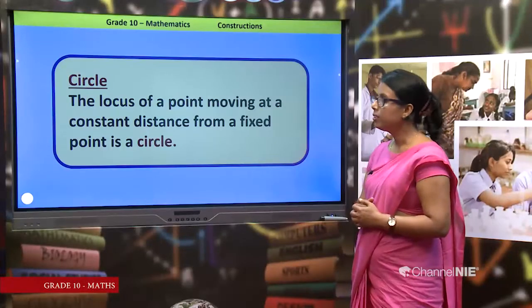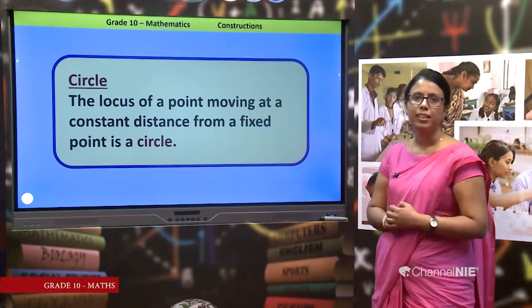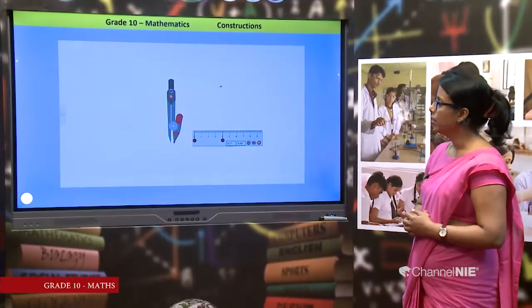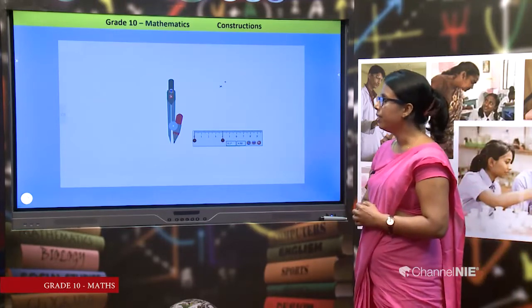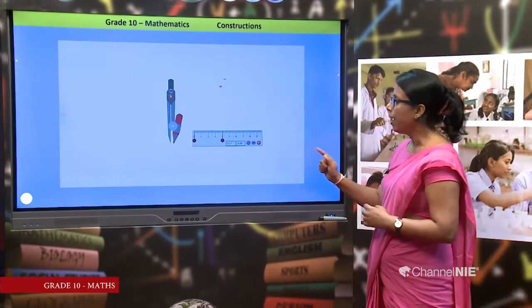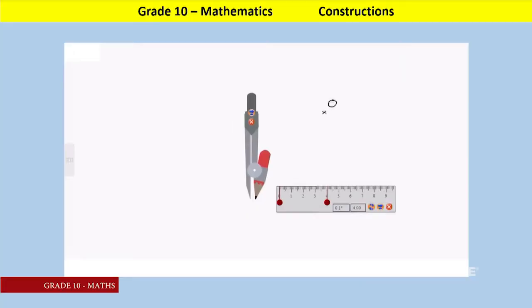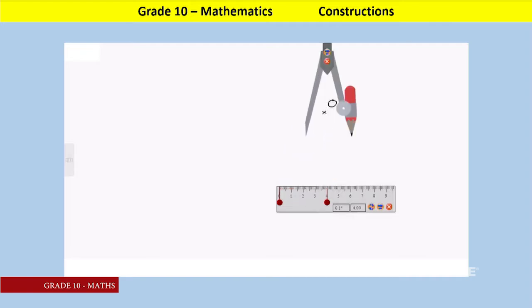Let's construct a circle. Get ready with your pair of compasses, pencil and a ruler. Check whether your pencil is sharpened. The pointed end of the pair of compasses and the pencil should both be at the same level. Let's start it. The fixed point I have marked as O. You also can try. Let's construct a circle with the radius 4 cm. Take the help of a ruler.